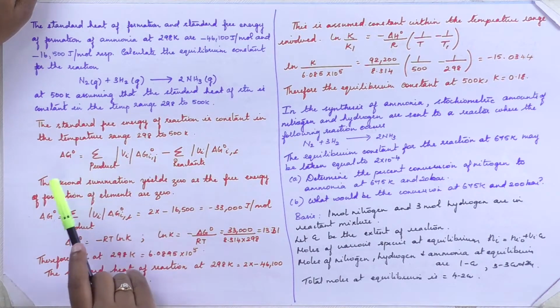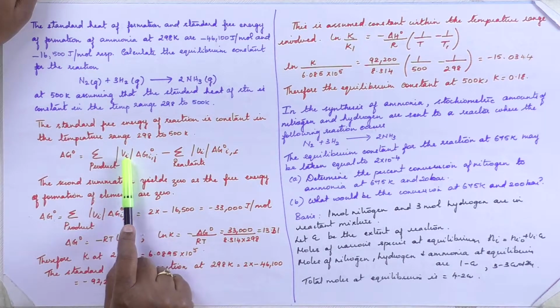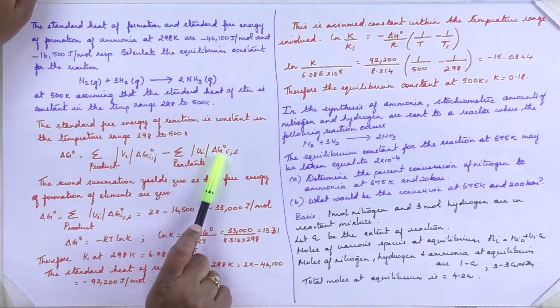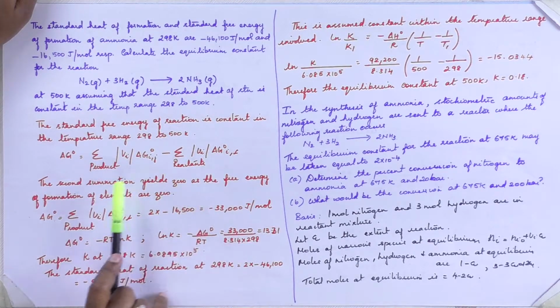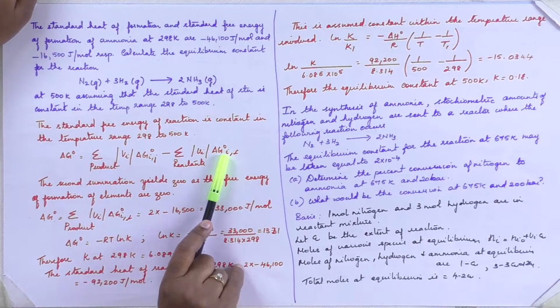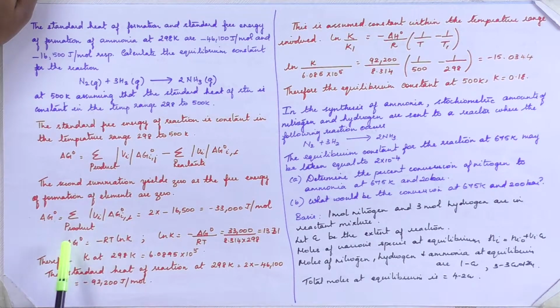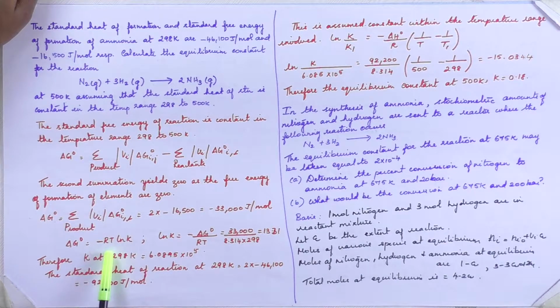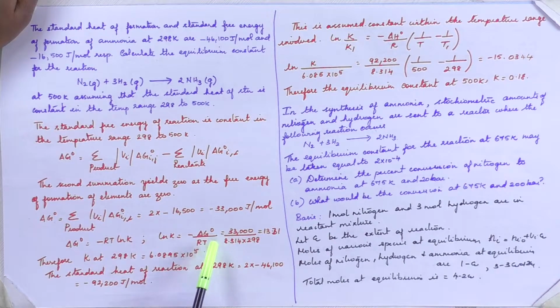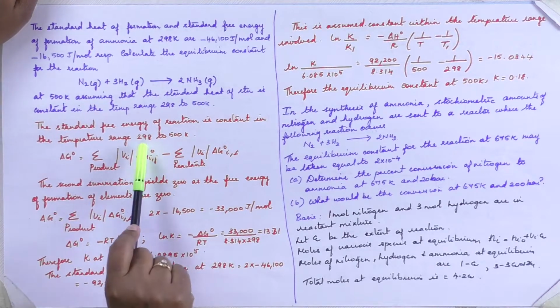The equation we can write is del G naught is equal to summation of the modulus of Vi into del Gf naught of i,j for products minus summation of modulus of Vi into del Gf naught of i,j for reactants. The second summation yields 0, as the free energy of formation of elements is 0. Now for the product, the standard free energy is given by 2 into minus 16,500. When you multiply it, we get the answer as minus 33,000 joule per mole. The standard free energy equation is del G naught is equal to minus RT ln K. When we substitute the del G naught value, R is 8.314 and the temperature, which is already given in the problem, is 298 Kelvin.